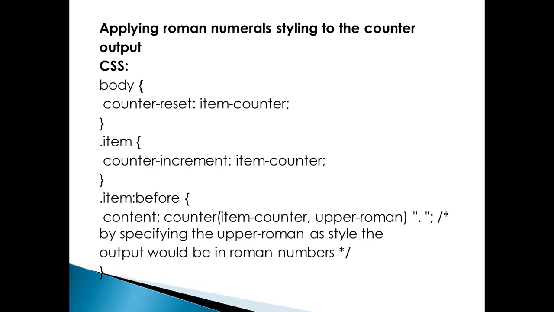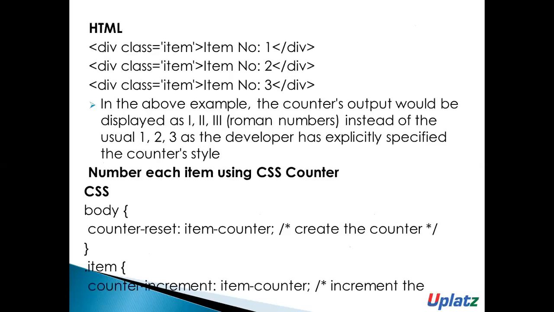For that I am making the counter in CSS. So here you can see item 1 2 3. For all the three it will print in Roman numerals, as I have shown, instead of numerical 1 2 3. So this is all, everything is based on the developer's creativity, and it also depends on the usage.